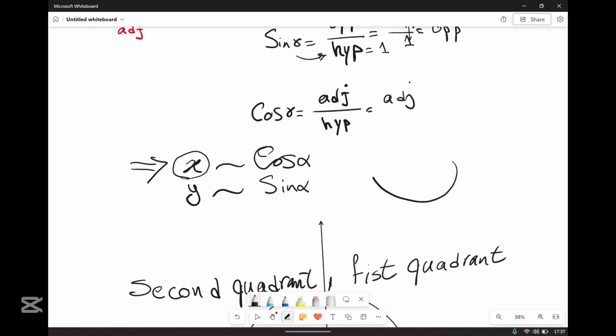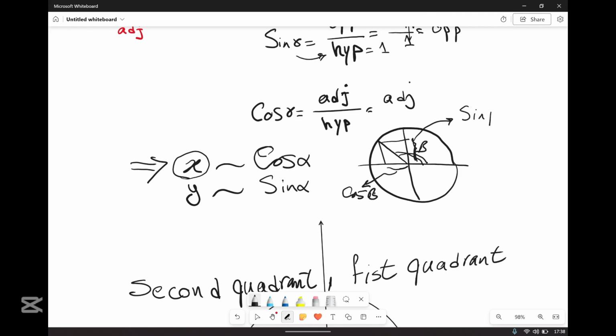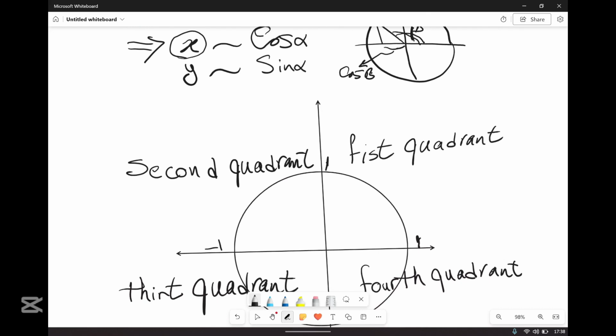Because as I mentioned earlier, when you put any angle, for example this, when we put it on the x coordinate, this value is our cosine of, for example, beta, and this value is exactly our sine of beta. We're going to use these important things.